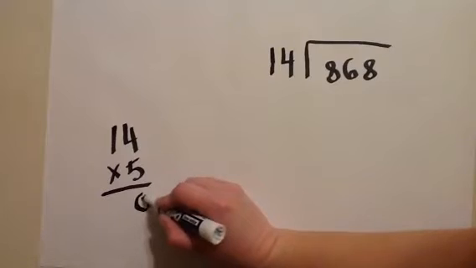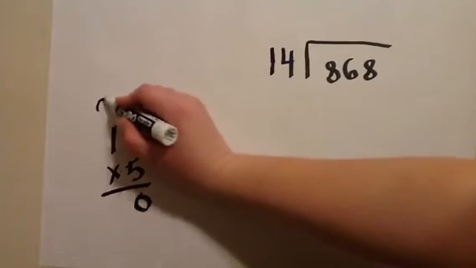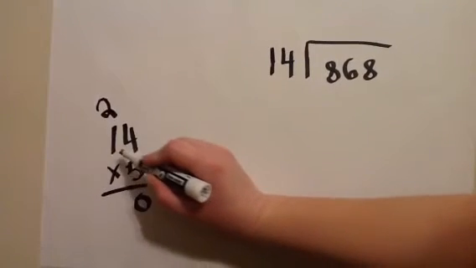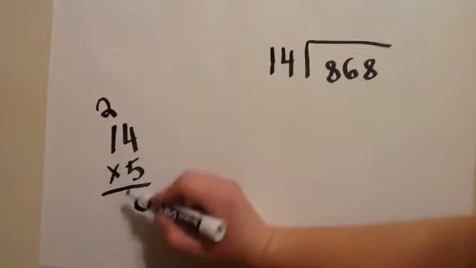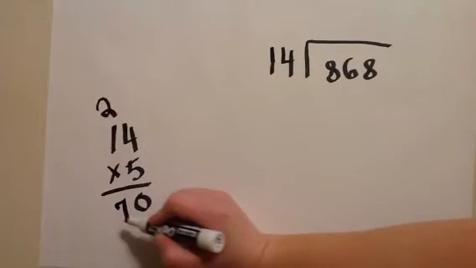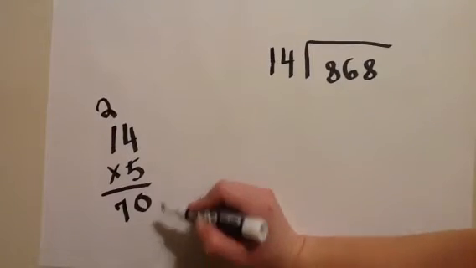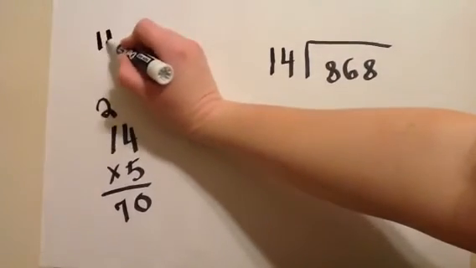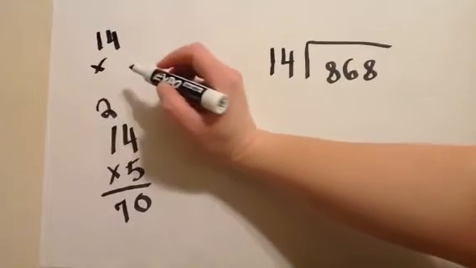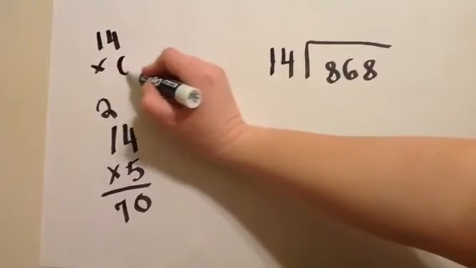We're going to put our 0 here, and we're going to carry our 2. 5 times 1 is 5, plus 2 is going to give us 70. I bet we can get a lot closer than 70. So let's do 14 times 6.